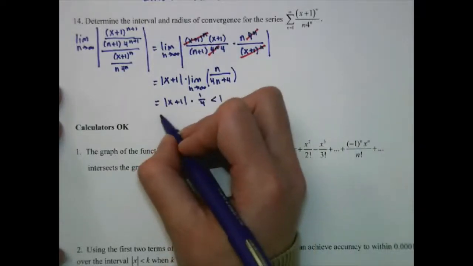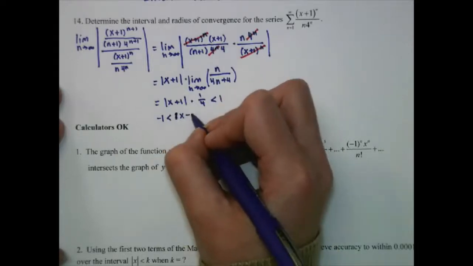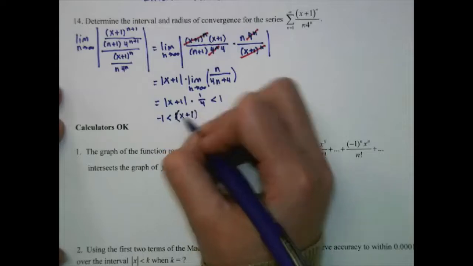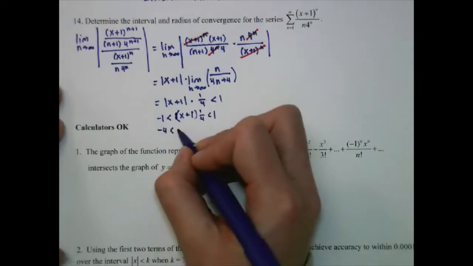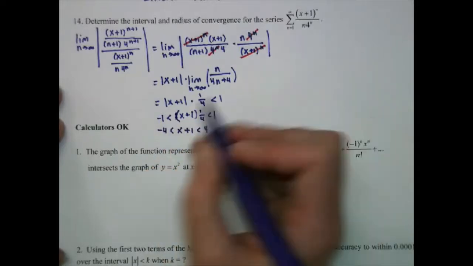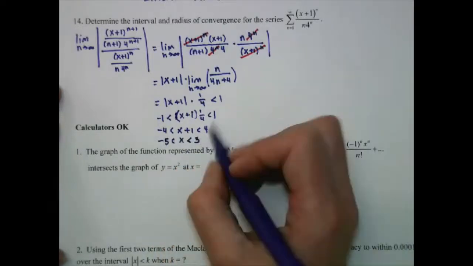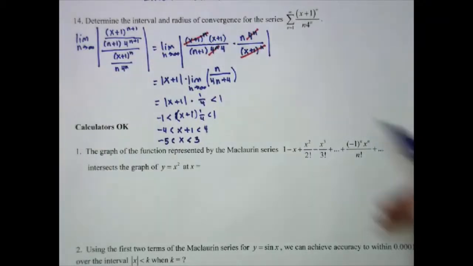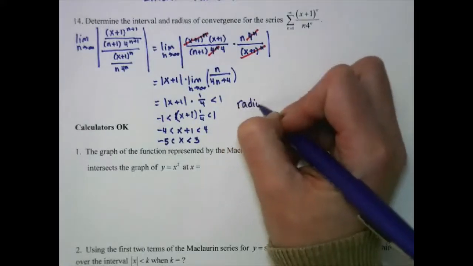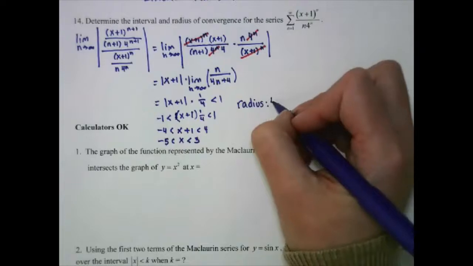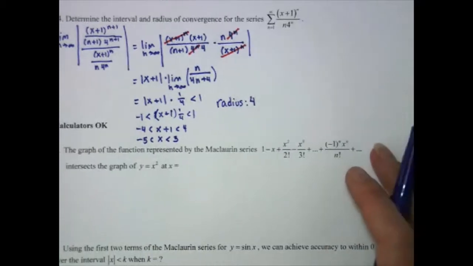So we need negative 1 to be less than, not the absolute value, x plus 1 times 1/4 is less than 1, multiply by 4, and subtract 1. Okay, so this is our range. So my radius is still going to be 4. Okay, for the interval, because this isn't geometric, we need to test the endpoints.